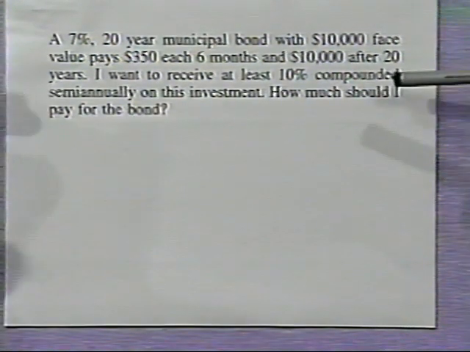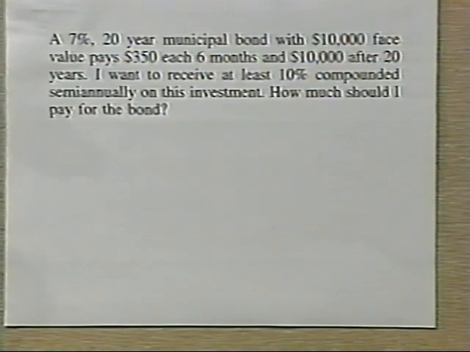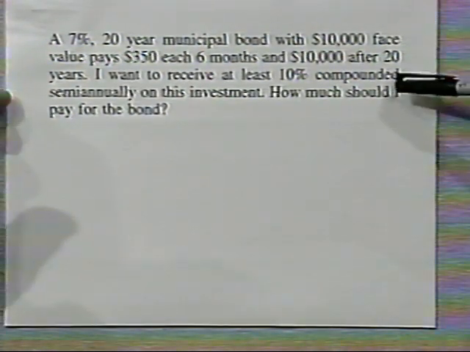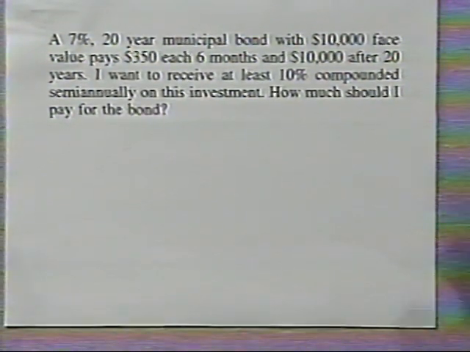So that information just expresses a cash flow. The cash flow is $350 every 6 months and $10,000 future worth. Now, the problem is I want to receive at least 10% interest compounded on this investment. How much should I pay for the bond?